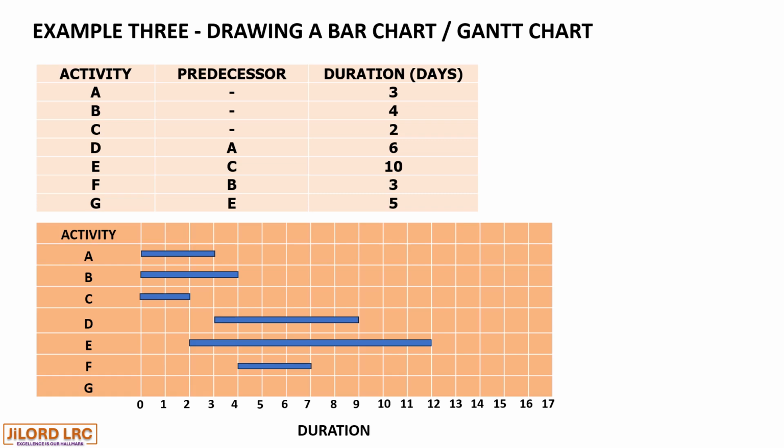Activity G commences at the end of activity E with a duration of 5 days. Activity E ends on day 12. So when you add 12 to 5, you have a total duration of 17. So the entire project has a total duration of 17 days.